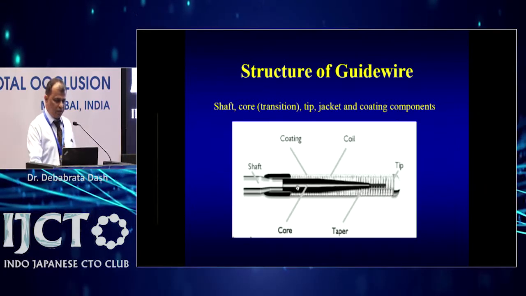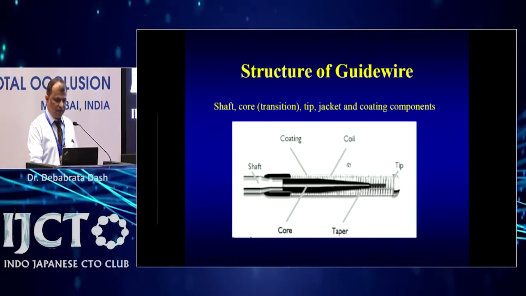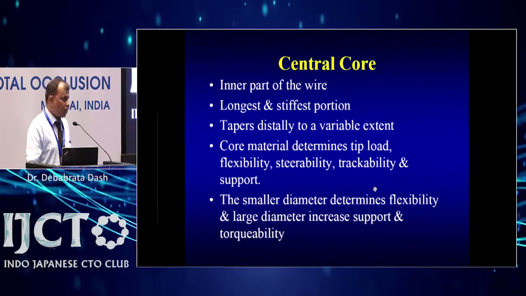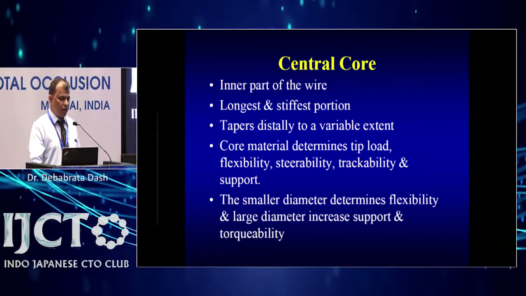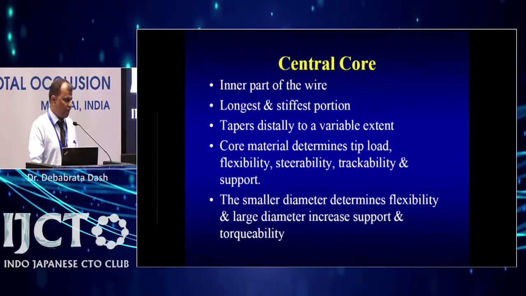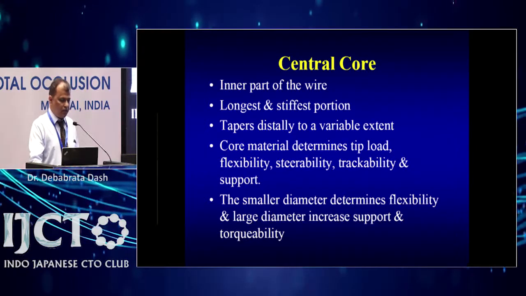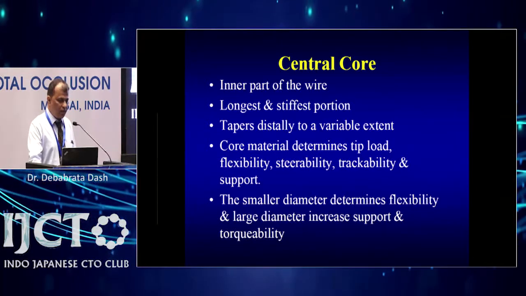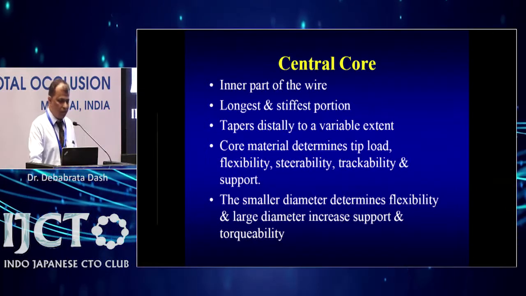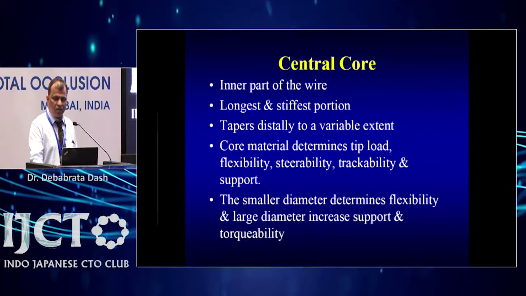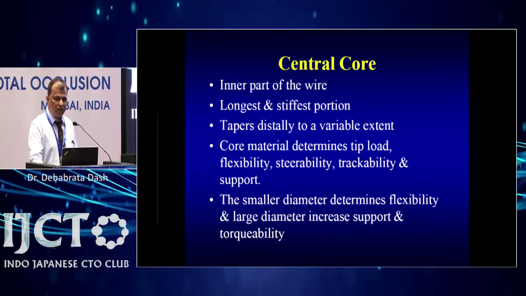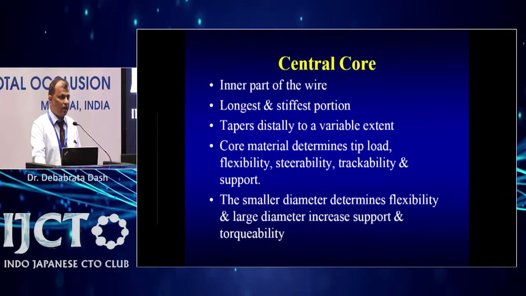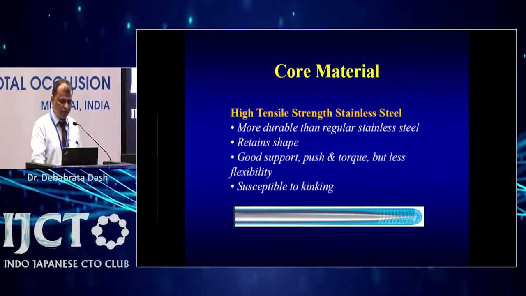as you can see, core, tip, jacket and coating components. Central core is the inner part of the guide wire. It is the longest and stiffest portion. It tapers distally to a variable extent. The core material determines stiffness, flexibility, steerability, trackability and support. The smaller the diameter, the better the flexibility, and the larger the diameter, the greater the support and torqueability.